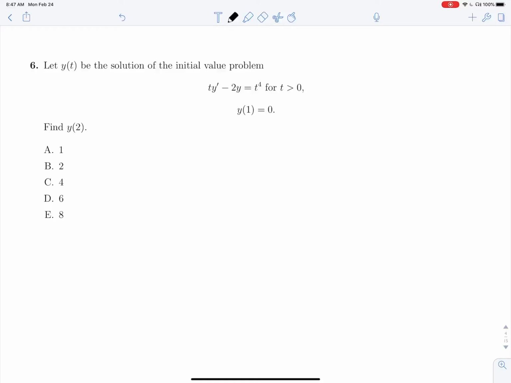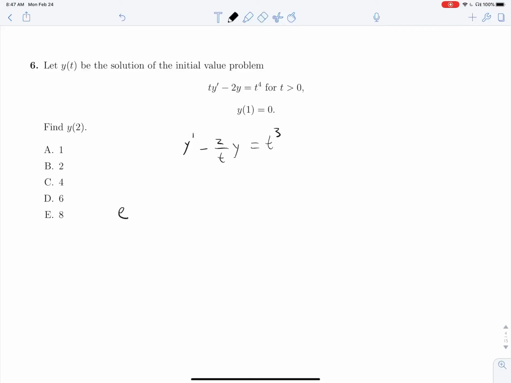Okay, 6. Let y of t be the solution to the initial value problem given here. Whenever we see anything tacked onto y prime in any of these first order differential equations, we want to divide that out. So y prime minus 2 over t y is equal to t cubed. Perfect. This is exactly the form that we like for the integrating factor.